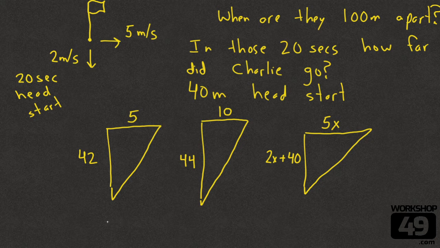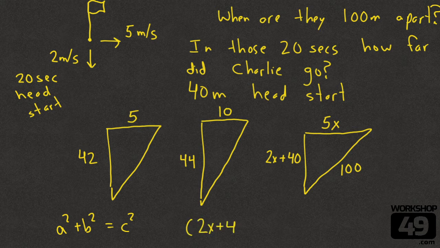We're still going to use the Pythagorean theorem. A squared plus b squared equals c squared. We want to solve this diagonal, which is still 100. Last time we learned those brackets were really, really important. They still are, because this time our a side is 2x plus 40.